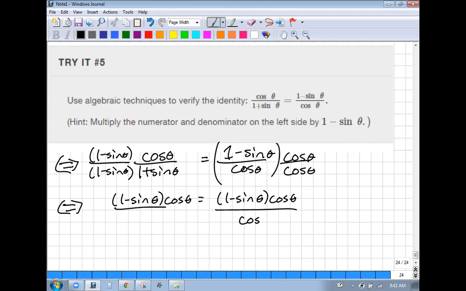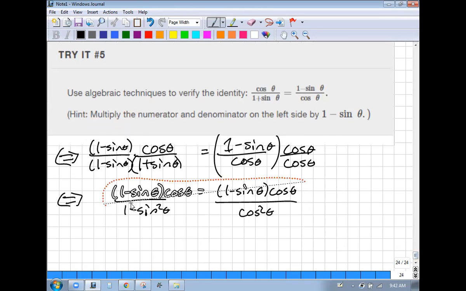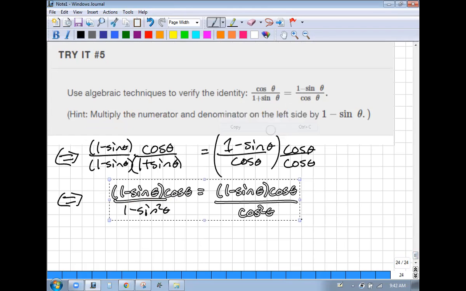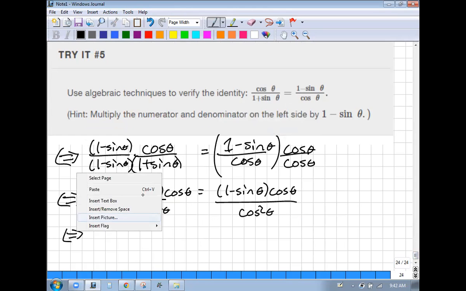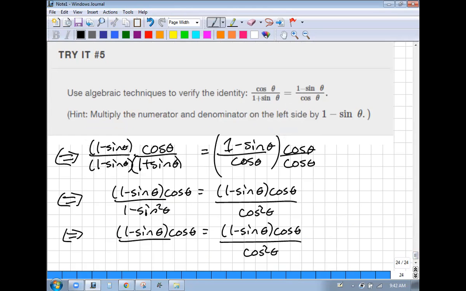Over here, I have cosine squared on the bottom. What is this? This is the difference of two squares, right? This is 1 minus sine squared, isn't it? And 1 minus sine squared is cosine squared. There, the left side is identical to the right side. So instead of making things more simple, I added stuff till I made both sides the same.